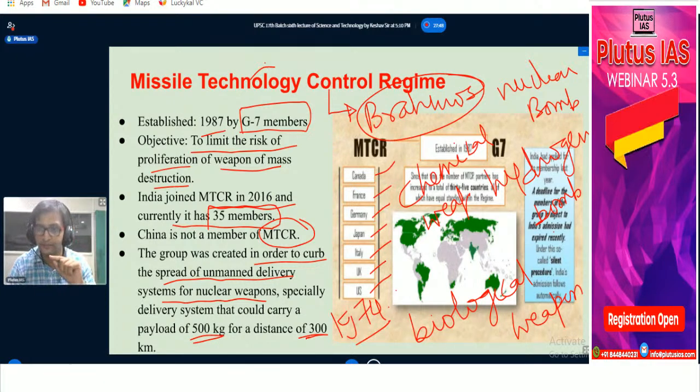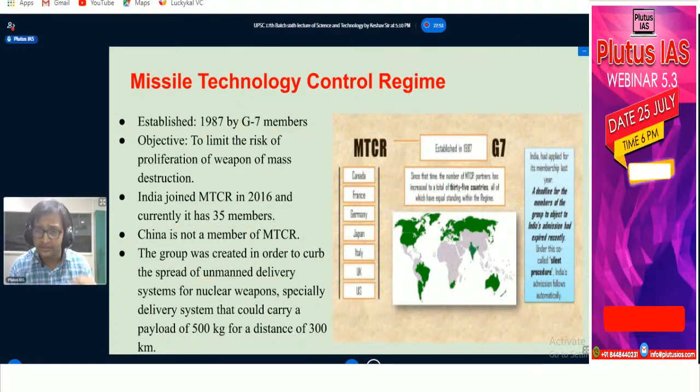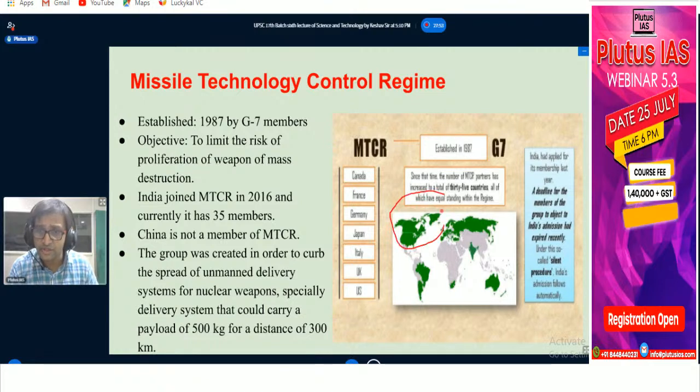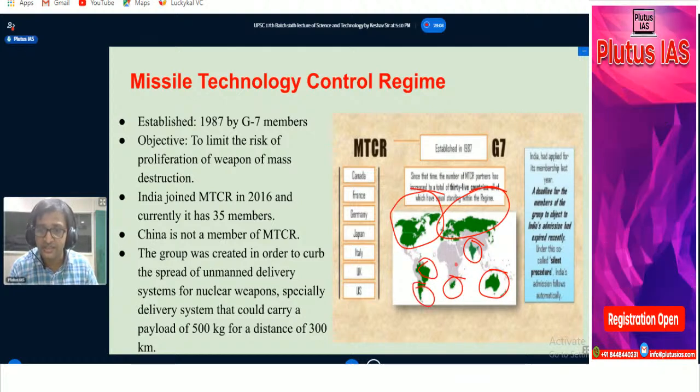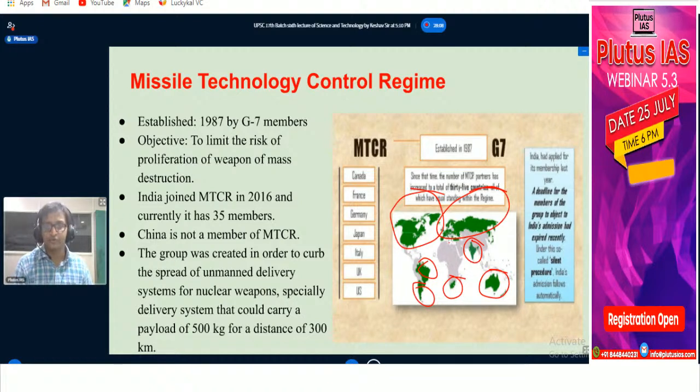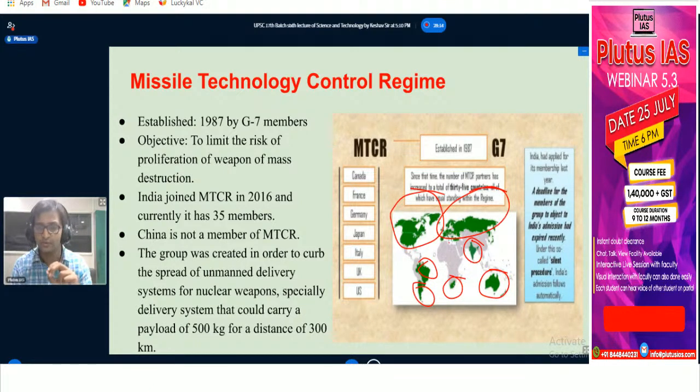Now come to here. See, these are the countries which are part of MTCR. Here India also, here Australia also, here South Africa, here Brazil, here Argentina, then here European countries and Russia. So these are the grouping of MTCR.